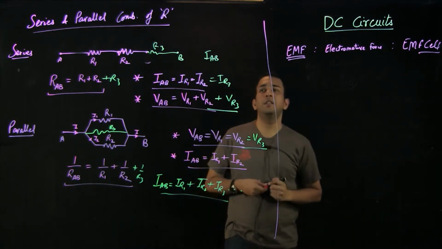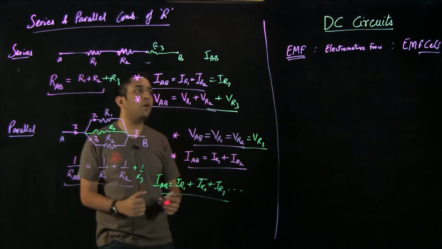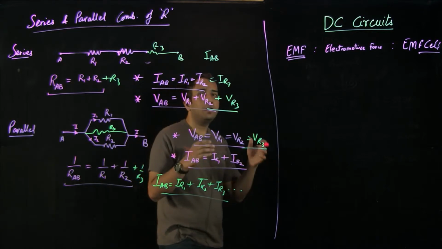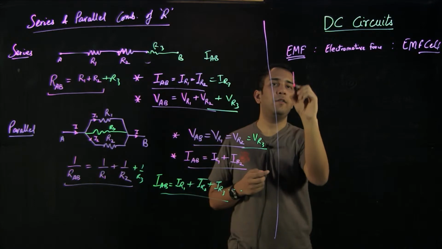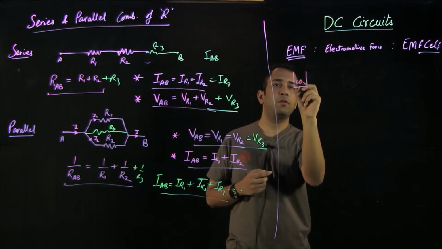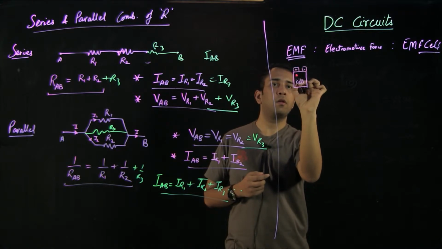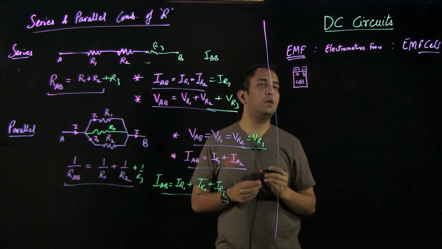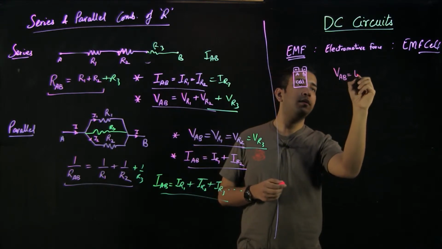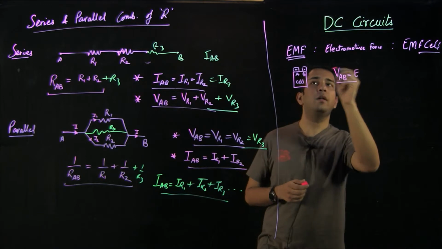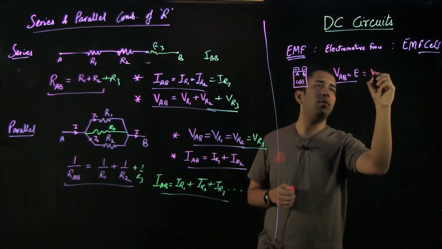So an EMF cell is nothing but a battery, which is responsible for providing a constant EMF or constant voltage difference to your circuit. So if I have this cell, and it has terminals A and B, then V_AB is E. E is nothing but the EMF or the potential difference, and sometimes E can also be given as V naught or V.